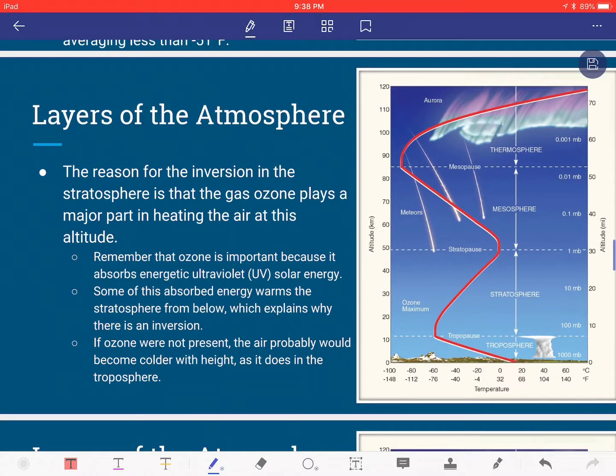Remember that ozone is important because it absorbs ultraviolet energy, and some of that will warm the stratosphere from below. If the ozone weren't present, the air would probably become colder with height, as it does in the troposphere. Back over in the notes on number 13, it says, what does temperature do with height in the stratosphere, and what causes it? Well, temperature increases with height, and that is because ozone heats up the air above it, but not below it.